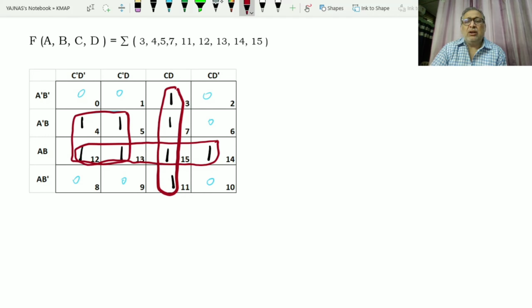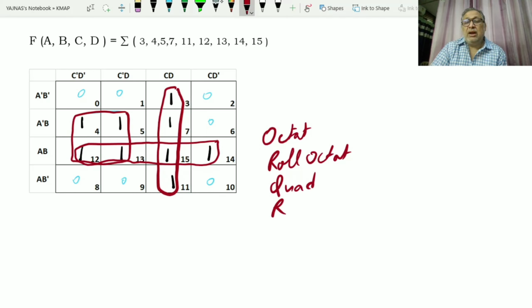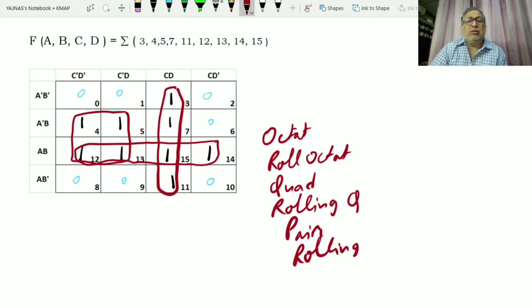See, first of all we look for the octet, then rolling octet, then quad, then rolling quad, pair, and then rolling pair. After looking for all these quads, there is no element which is not part of any group. All the elements are part of one group or another, so we will not go for pairs. Always we will try to make a bigger group. Fine.